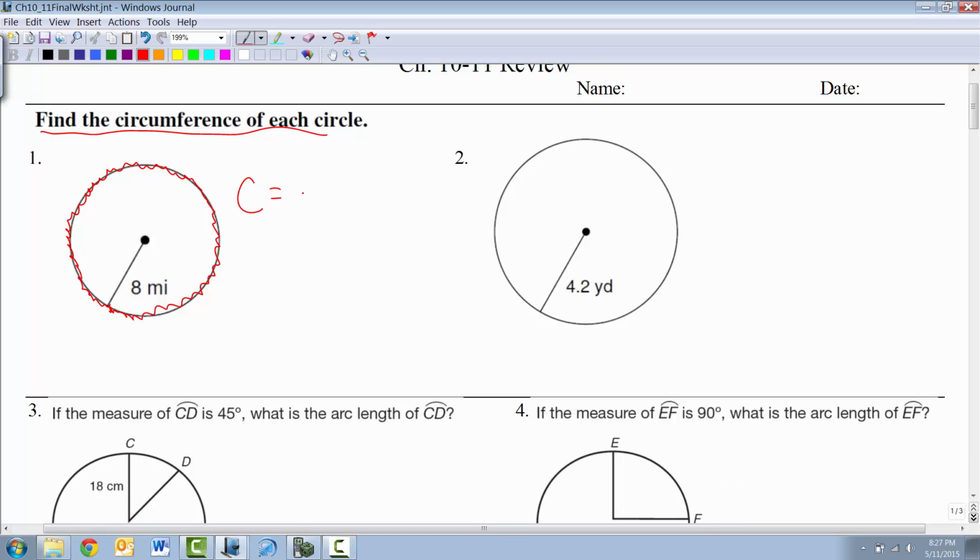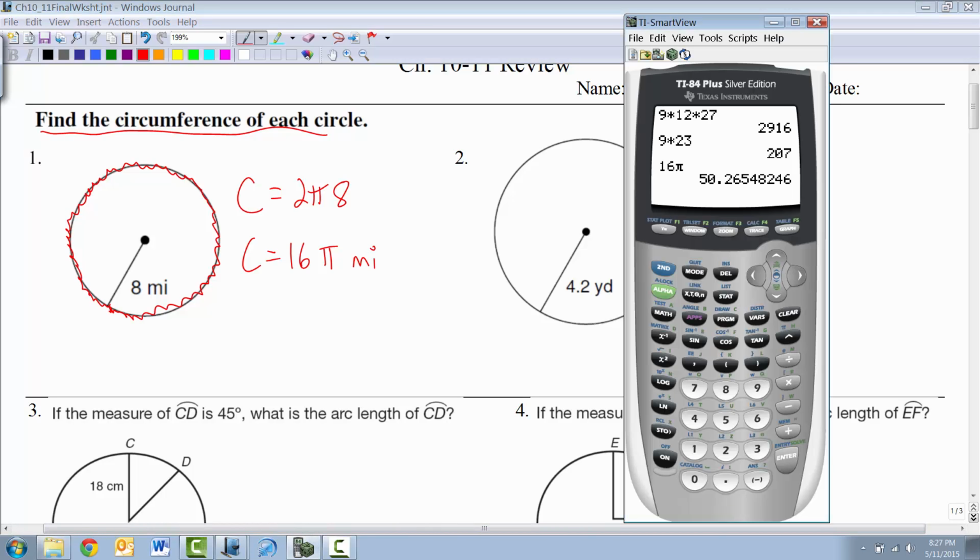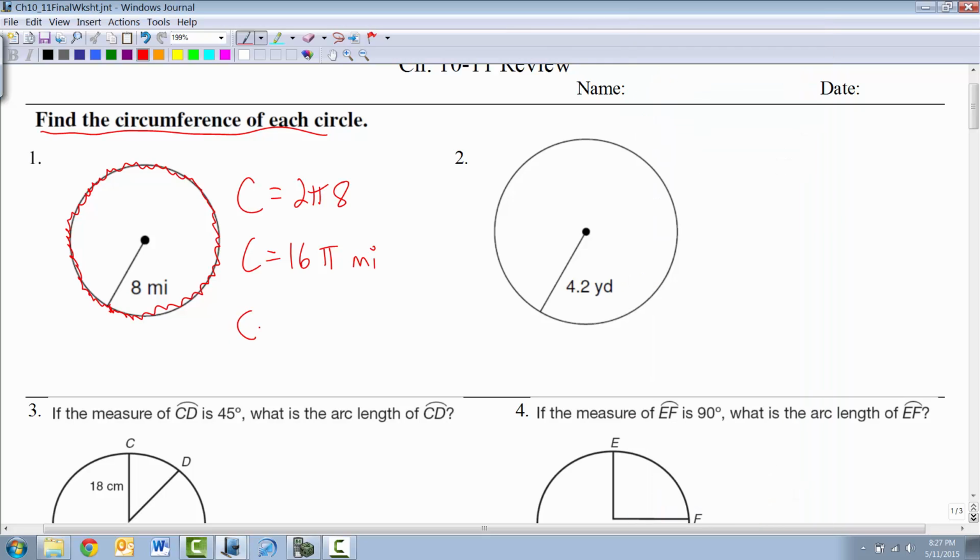So circumference equals 2 pi r, so 2 pi times 8. That is 16 pi. And then we label that as miles because that's how far we would walk. So what would 16 pi be on your calculator? Already typed it. Now if you rounded this to the tenth, it would be 50.3 because that's the tenth position. Hundredth, it would be 50.27 because the 5 knocks it up, and so on and so forth. So 50.3 miles would be the approximate.